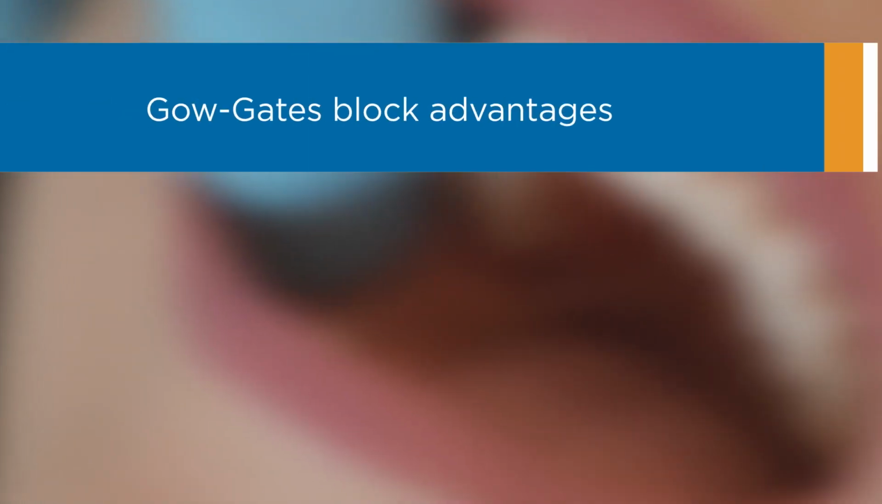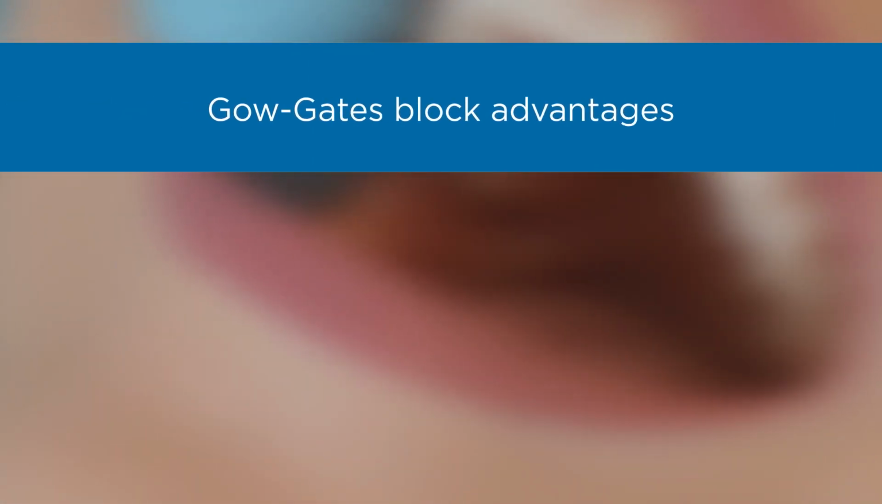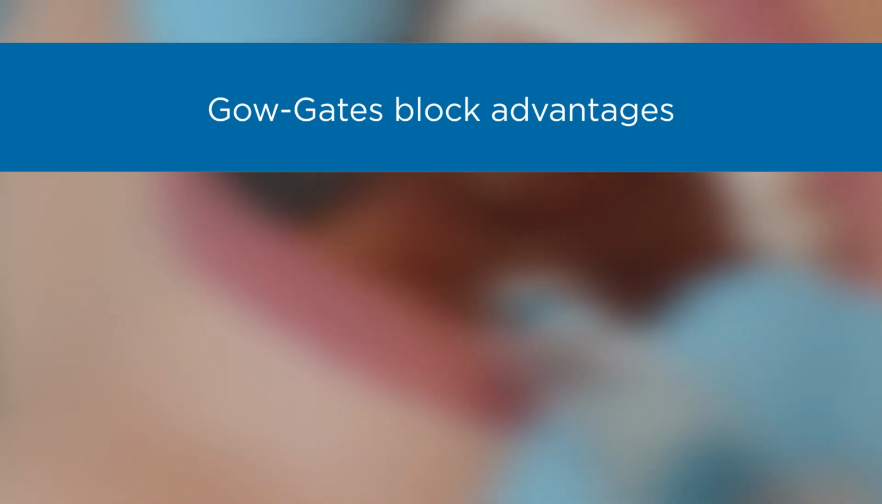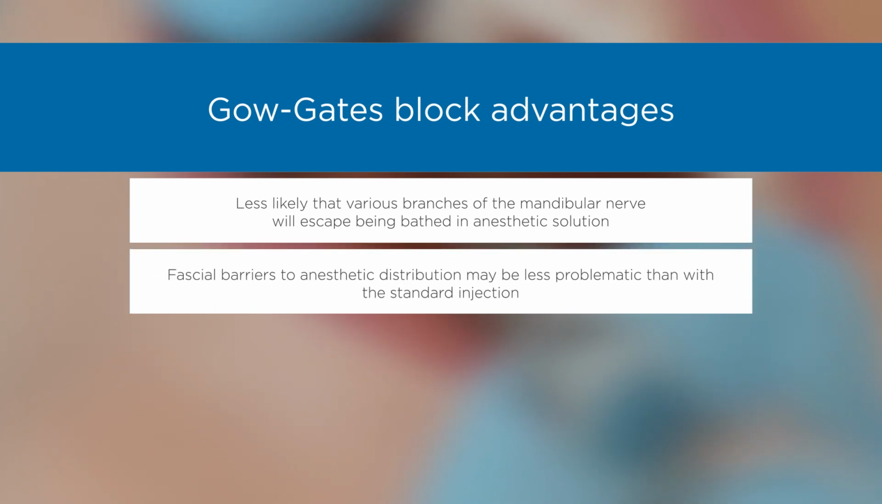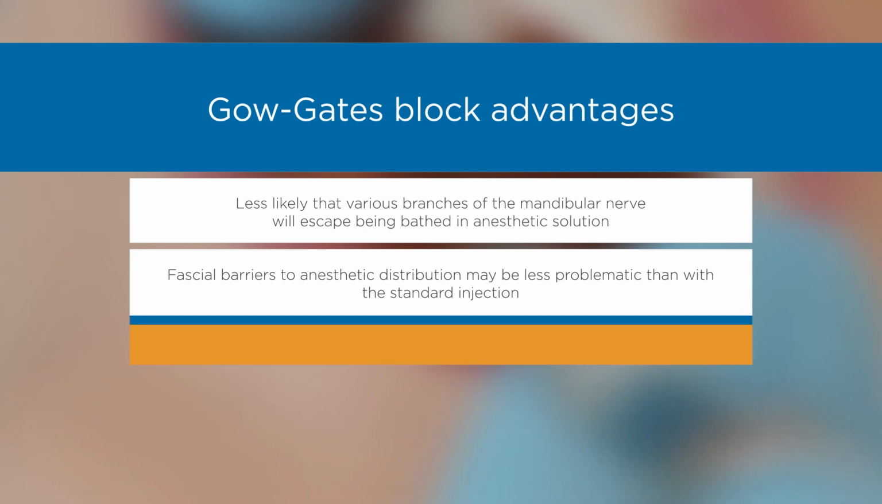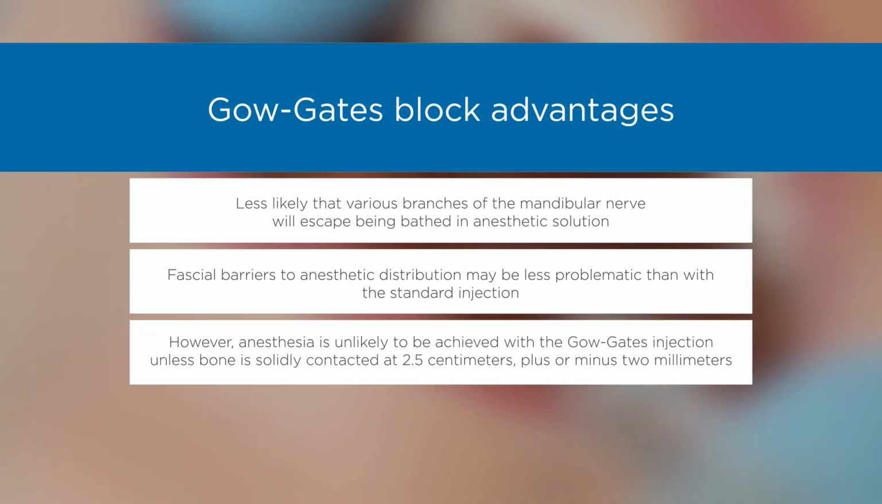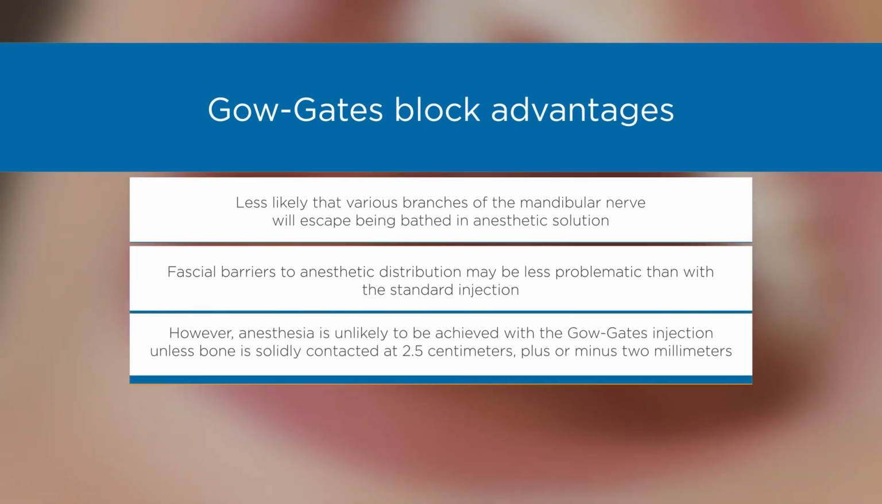When properly performed, the Gow-Gates block offers some advantages over the standard inferior alveolar nerve block. Because the anesthetic is deposited high up within the pterygomandibular space, it is less likely that various branches of the mandibular nerve, which may provide anomalous innervation of the mandibular teeth, will escape being bathed in anesthetic solution. Also, facial barriers to the anesthetic distribution may be less problematic than with the standard injection. In contrast to the inferior alveolar nerve block, however, anesthesia is unlikely to be achieved with the Gow-Gates injection unless bone is solidly contacted at 25 millimeters plus or minus 2 millimeters.